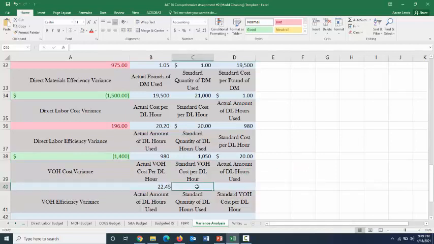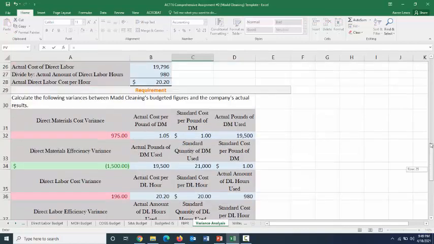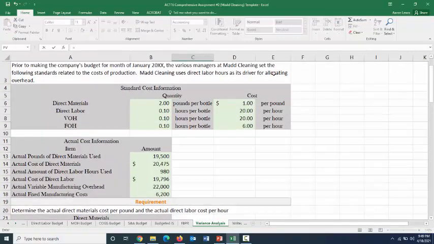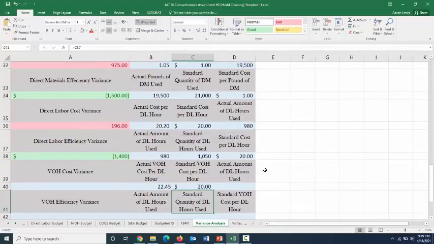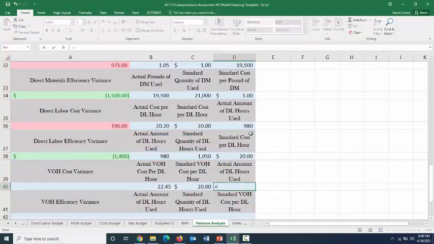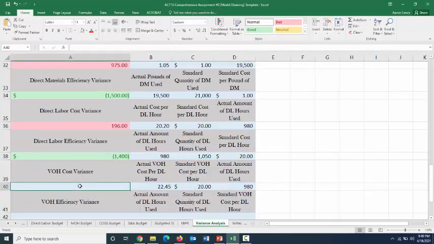Well, that was not the standard that we set forth at the beginning of the period. According to our standards, our budgeted amounts per unit, we expected to incur variable overhead at a rate of $20 for every direct labor hour our employees worked. So we spent $2.45 more per hour than we thought we were going to in our budget. If we multiply that by the actual quantity of our cost driver, which is the actual number of direct labor hours used, 980, we're going to figure out what portion of our overall variance, our flex budget variance in variable overhead, can be attributed to the fact that we just incurred more costs than we thought we were going to.